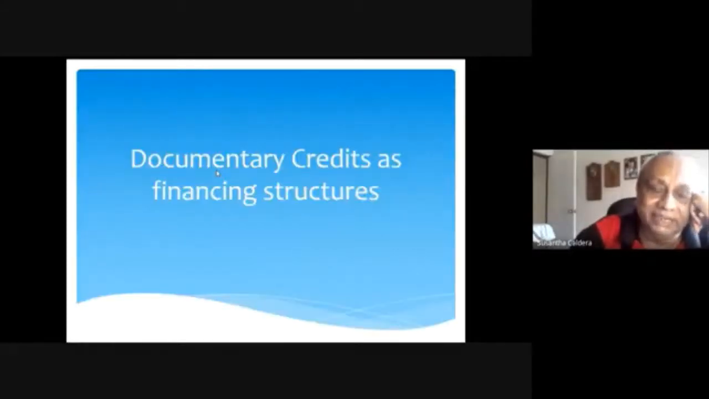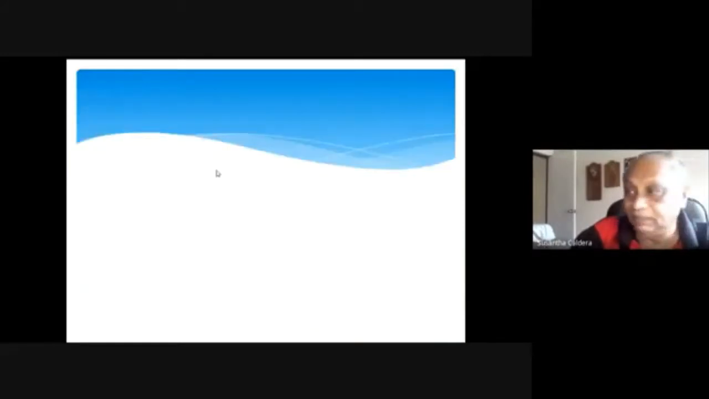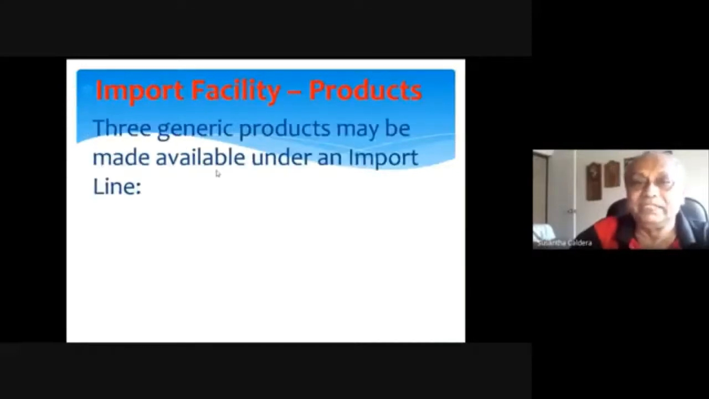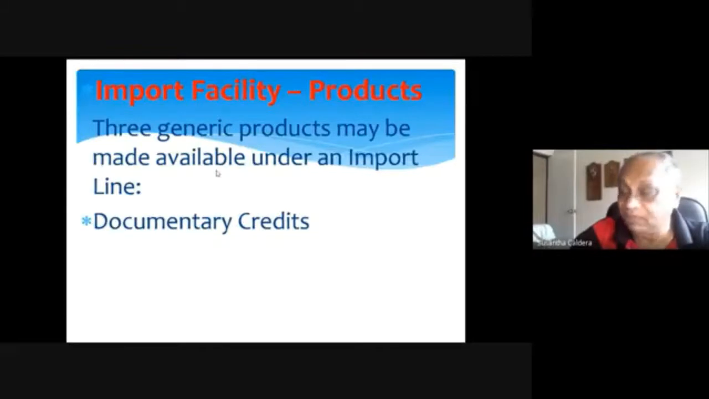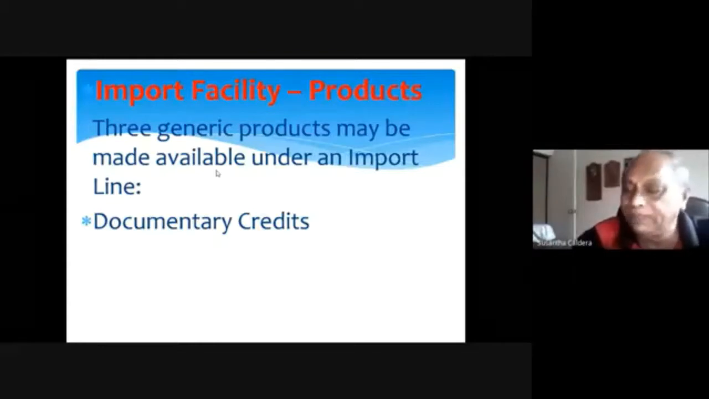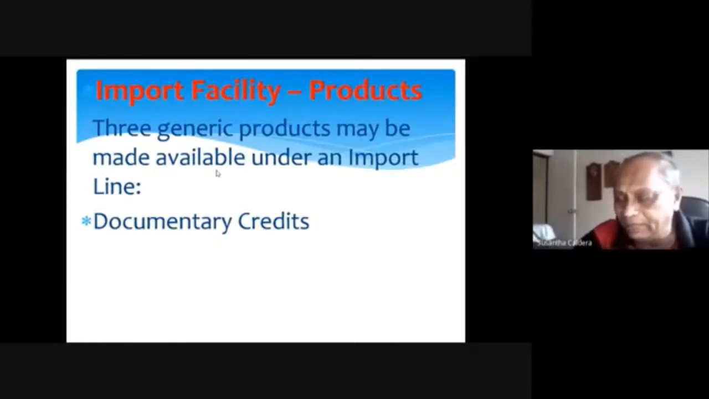Documentary credit as financing structures. Those are documentary collections, now documentary credit. Of import facilities, you know, 3 generic products may be made available under an import line. එකක් තමයි documentary credit. Documentary credit එක import line එකක්. Whenever the customer wants import facility, we start with documentary credit facility to open LCs. We give facility to open LCs to be settled on a later date, right? 1 month කොහමරි ඒ වගේ like a trade cycle again in our facility.